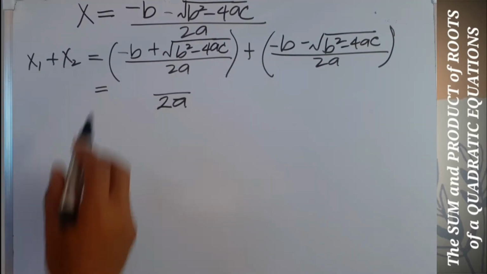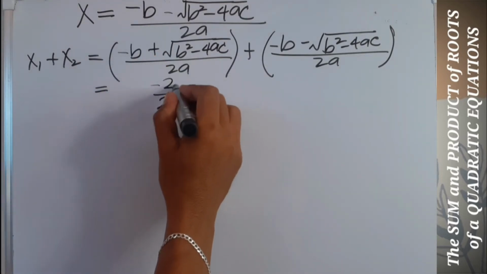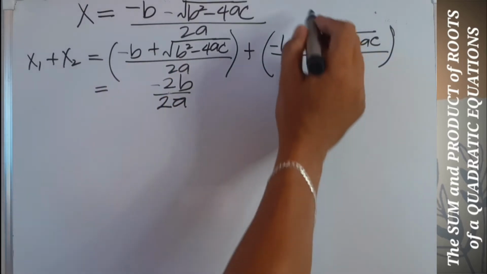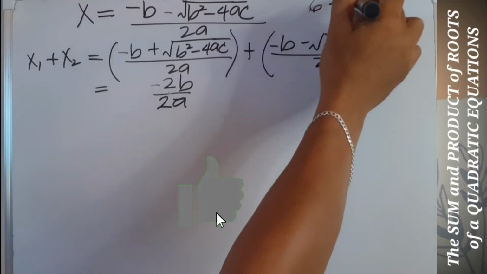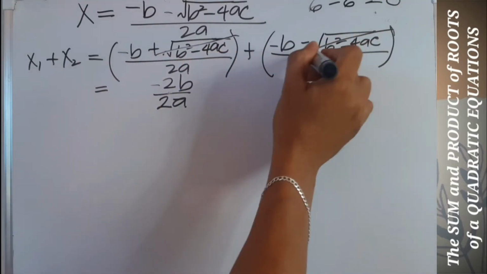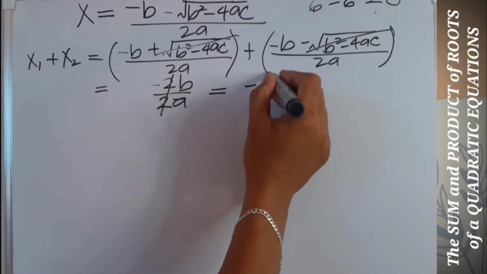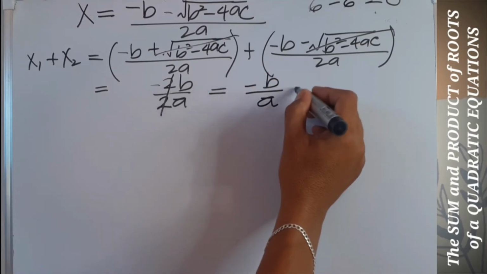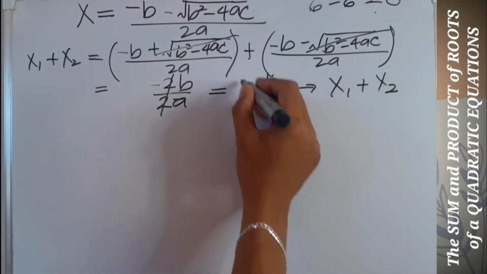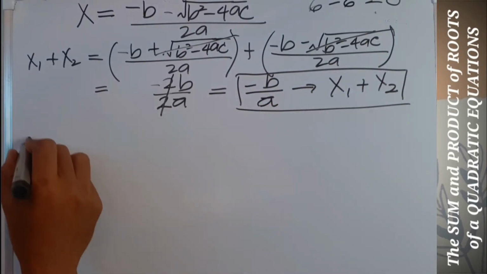Then combine like terms. Negative b plus negative b is negative 2b. Positive square root of b squared minus 4ac and negative square root of b squared minus 4ac. Para lang yan. Positive 6 minus 6 equals 0. So it is very easy to cancel. Cancel ang 2. So we have negative b over a is our sum of the two roots. How about for the product?